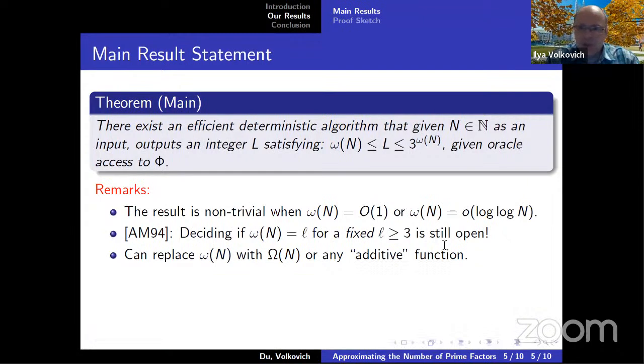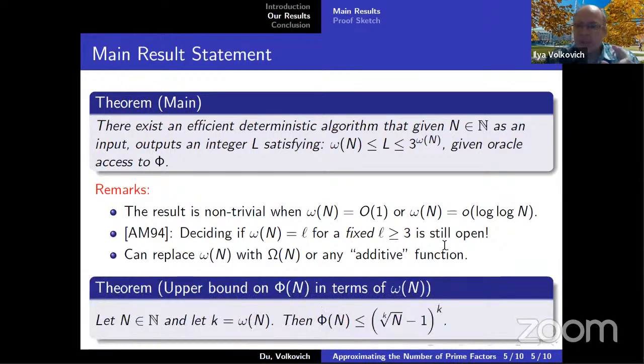Let me also mention that one of the things that we achieve while trying to prove it is an independent upper bound, which I think could be of interest on its own, something that connects the number of factors with phi of n. What we show is that phi of n is at most this expression: you take the kth root of n, minus 1, to the k. Okay. So this is in terms of results.